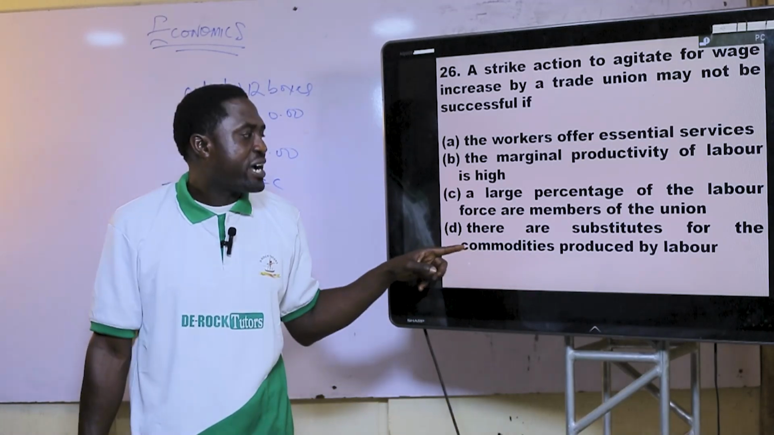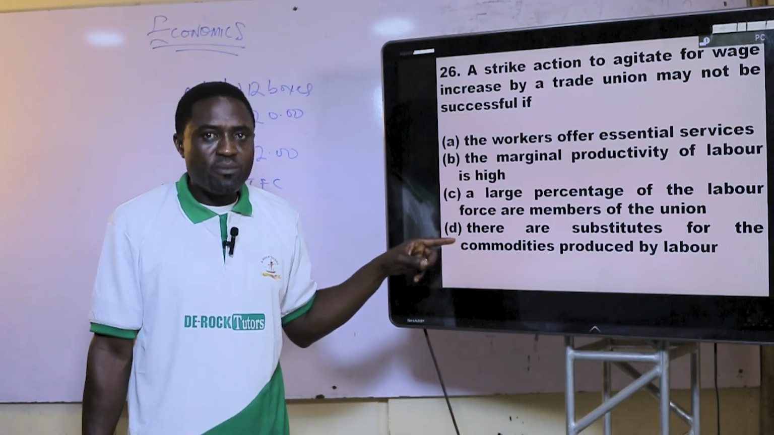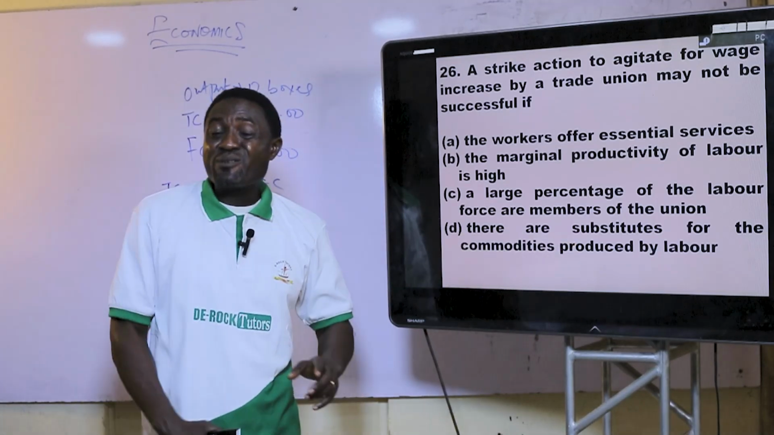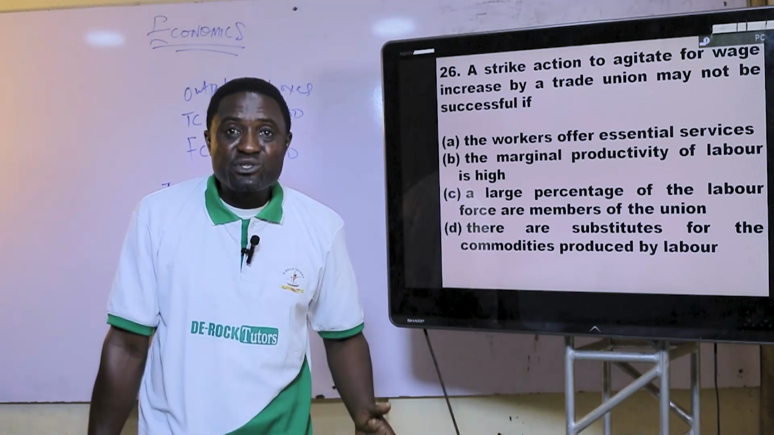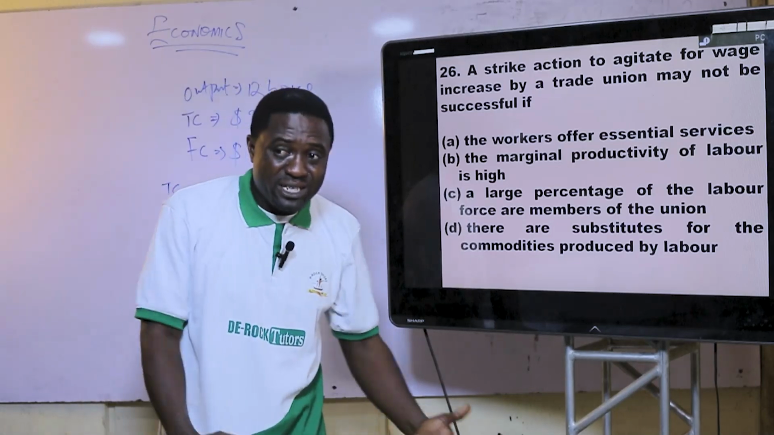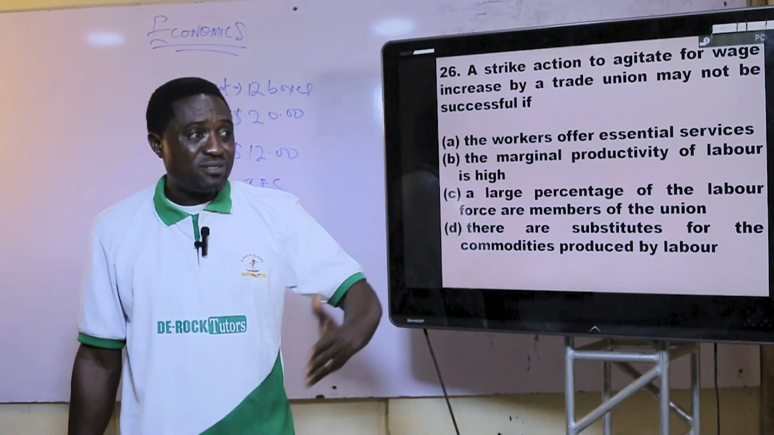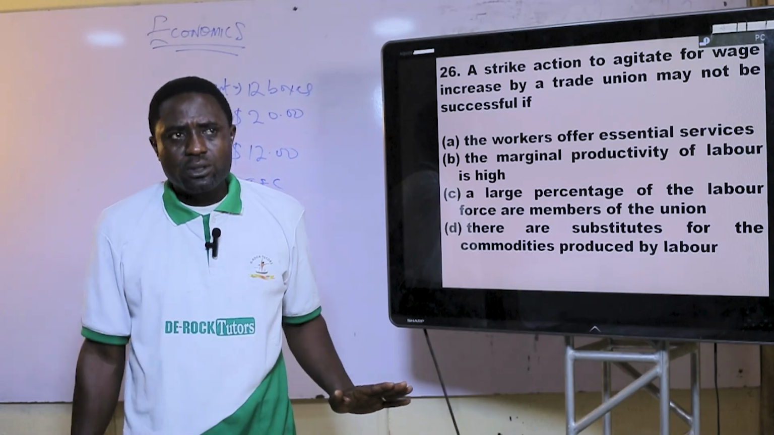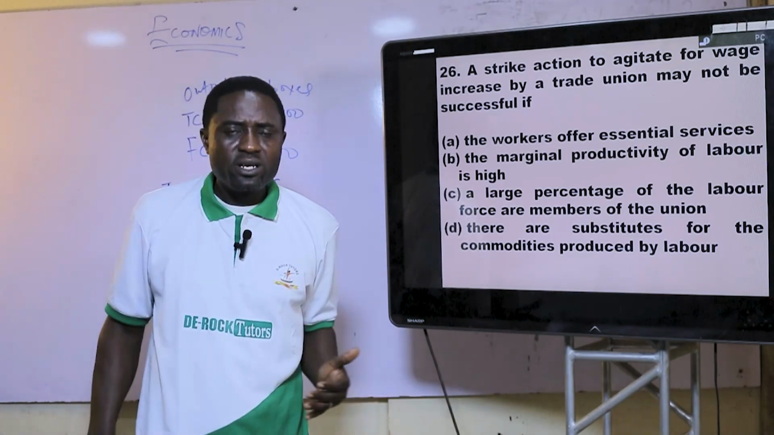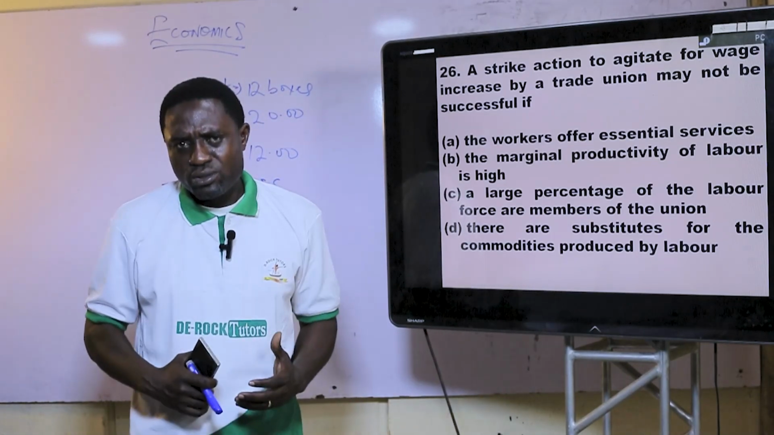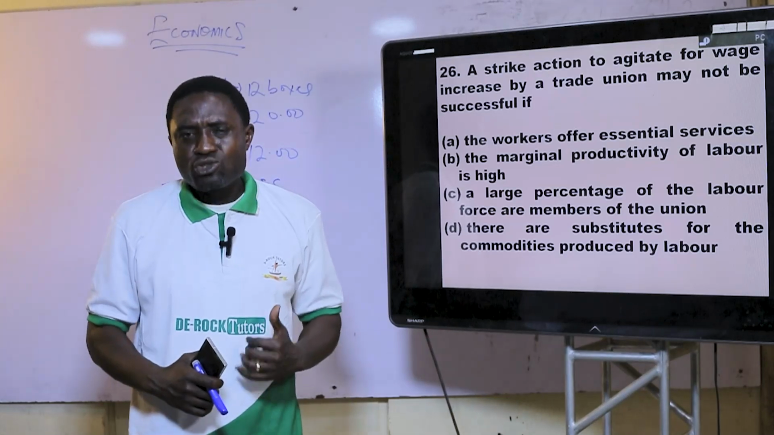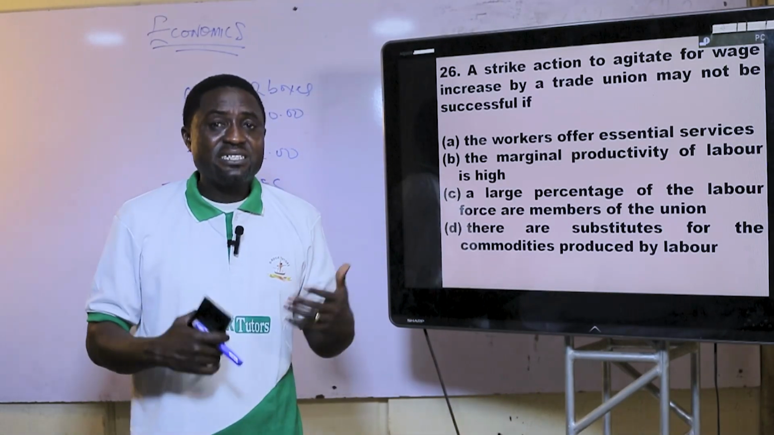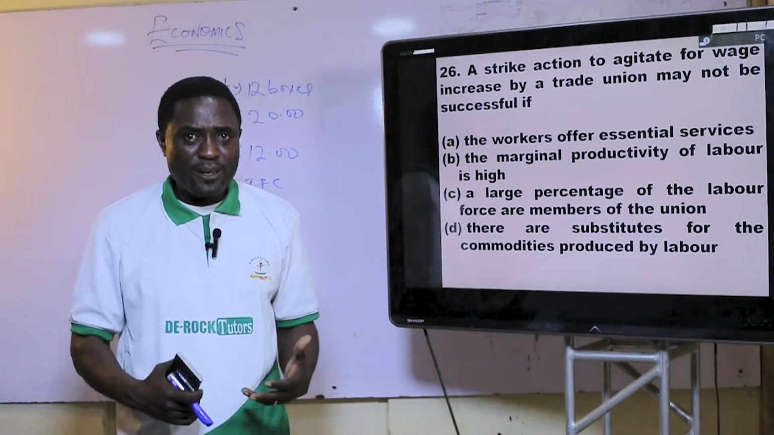This will not make the strike effective. There are substitutes for the commodities produced by labor. If there are substitutes to be produced, government will not even answer them. What will they do? They are going to just make provisions to get the substitute. So it will work. That's why in anything we are doing, let us be so valuable that we cannot be ignored, so that people can be paying for our services and they can keep leveraging on our expertise.